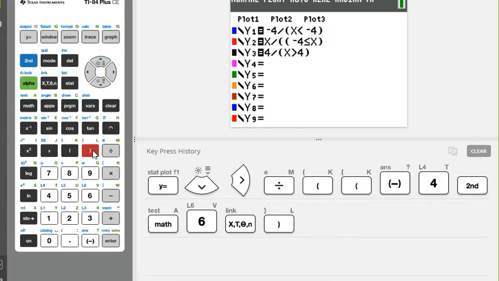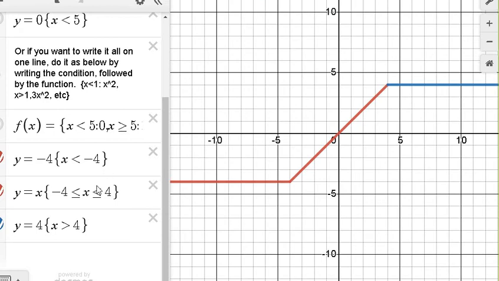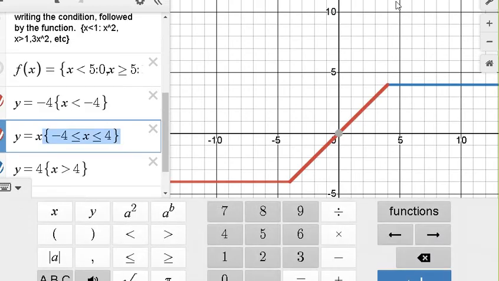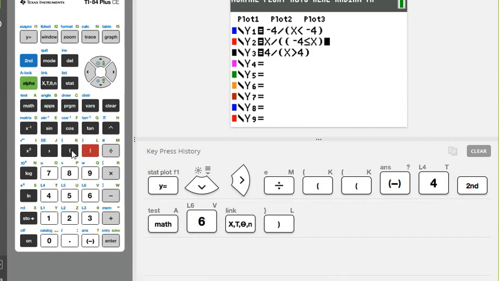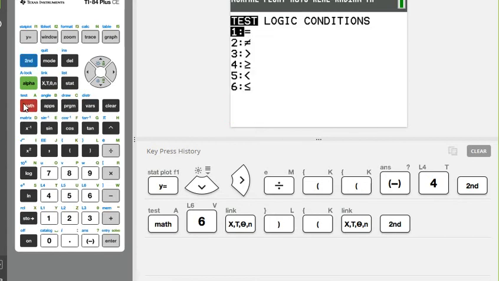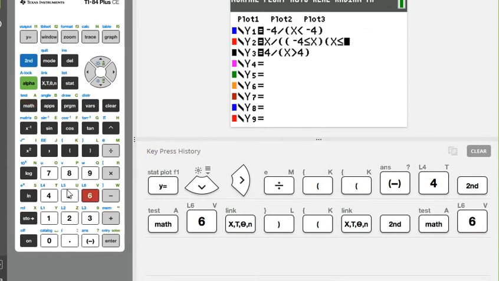Again, you can't enter it as a double inequality like we did in Desmos. Desmos was wonderful. I could enter it just like that. Not so lucky with the graphing calculator here. The next part is that x also has to be less than 4. So I'll type in another parenthesis, x, and then back to the test menu, less than or equal to, which is your 6, and then a 4. And then two parentheses.